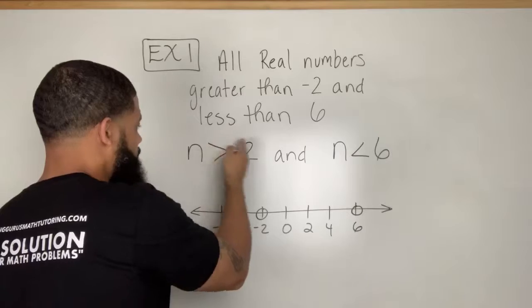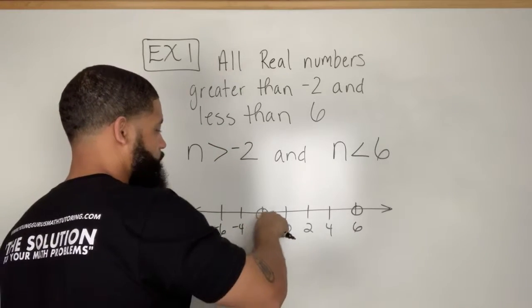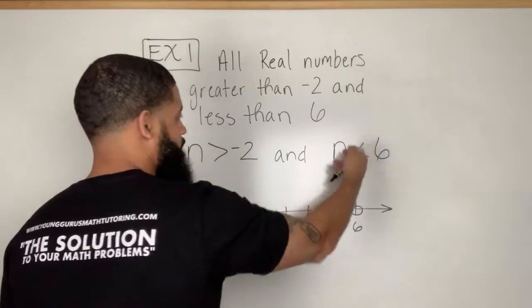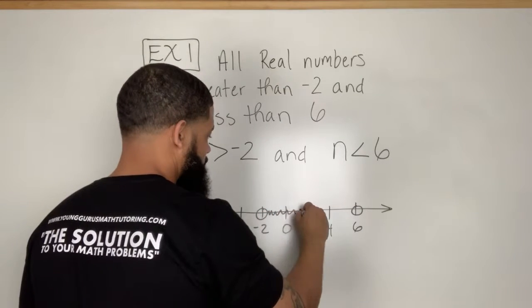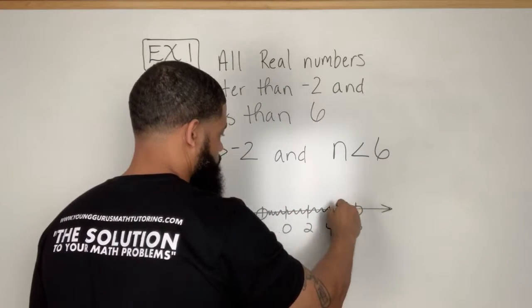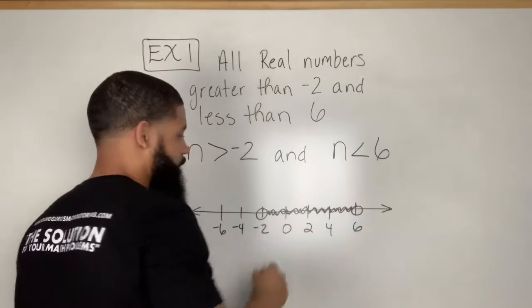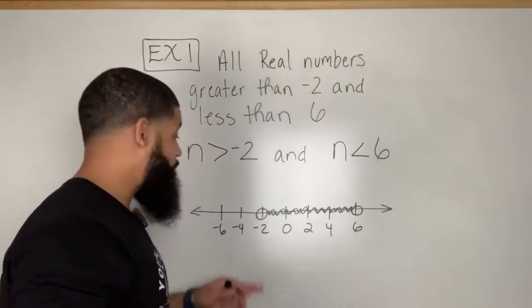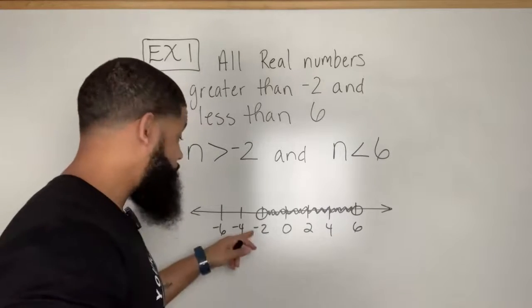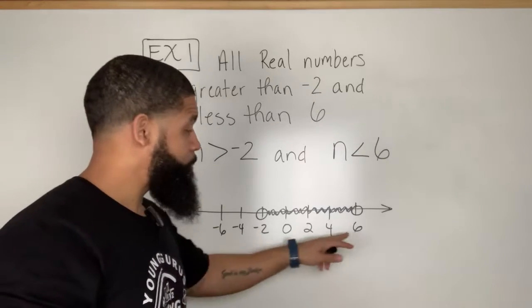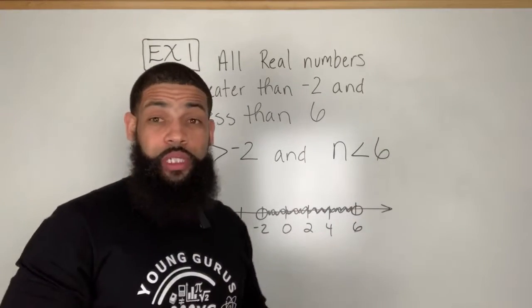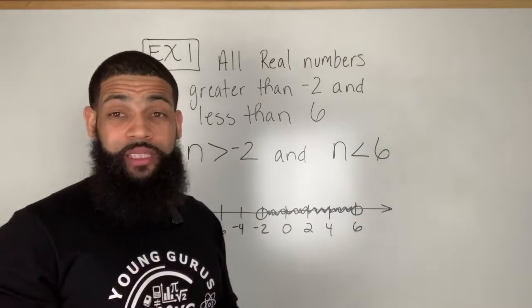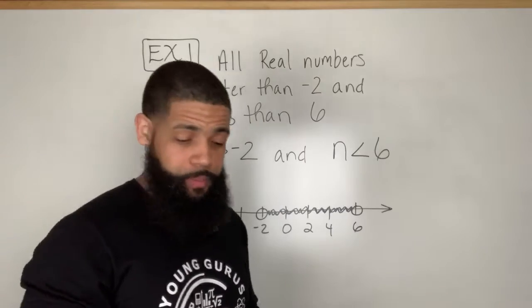Now, greater than -2 shades to the right of the -2. Less than 6 shades to the left. So actually, our shaded area will be here in between the -2 and the 6. Keep in mind, the open circle means that -2 is not part of our solution. 6 is not part of our solution. But any numbers between -2 and +6 are part of the solution.